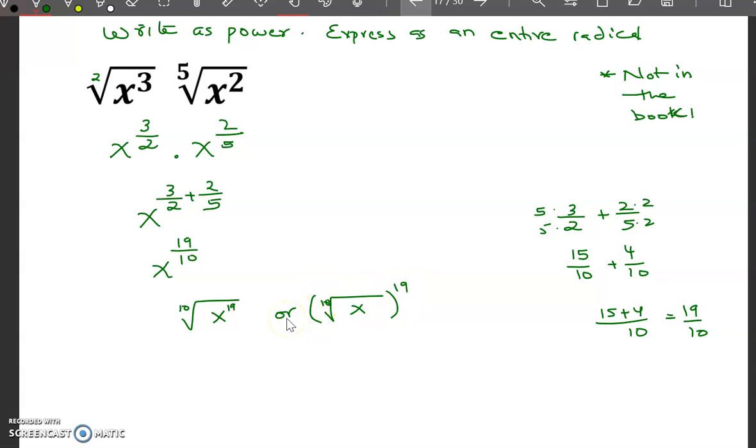Okay, so this was an application of things that we have learned earlier and put together with this one. So I will see you in class, and then we will go over that last example, number 5, together in class.